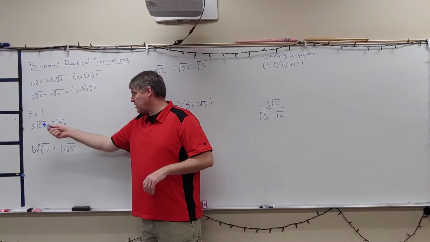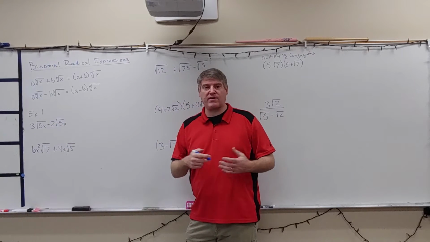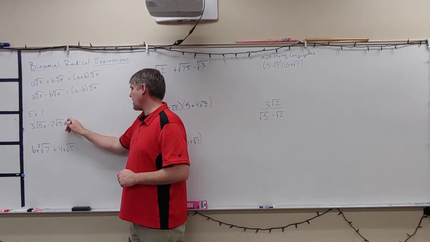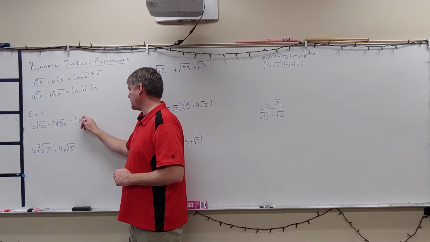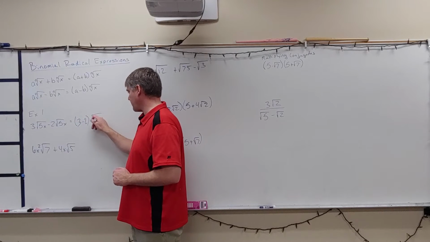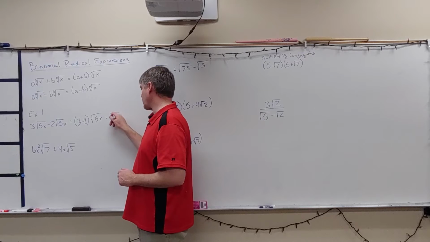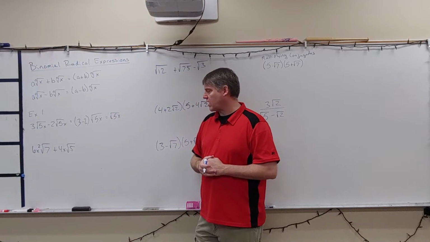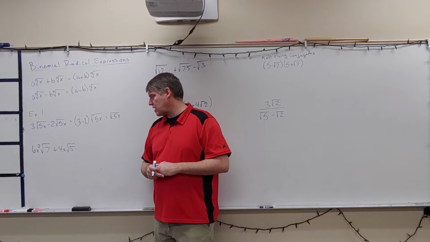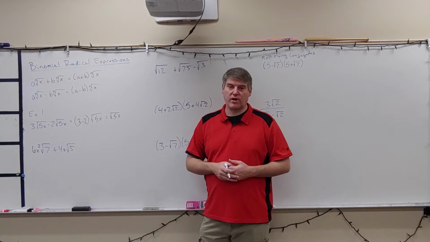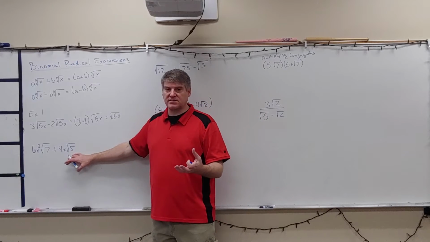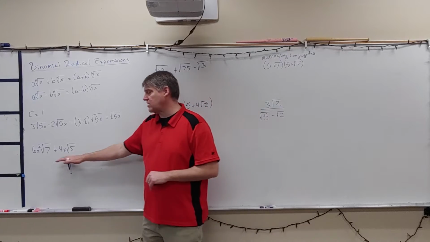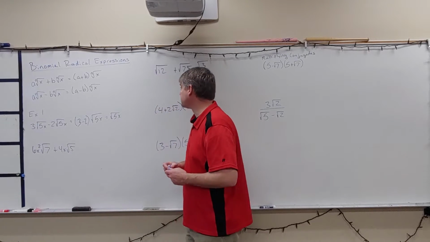So my first example here, I have 3 times the square root of 5x minus 2 times the square root of 5x. So what's going to happen here is this becomes 3 minus 2 times the square root of 5x, or 1 times the square root of 5x. We won't write that. Now my second one, I have 6x squared square roots of 7 plus 4x square roots of 5. Can I add these together? No. These are as simple as it gets. There's nothing I can do here to simplify that.